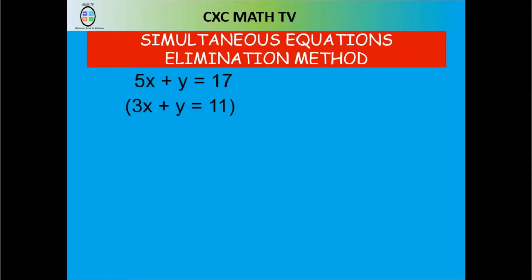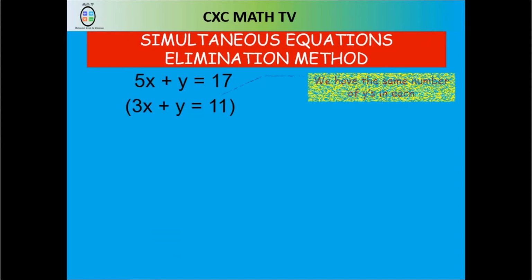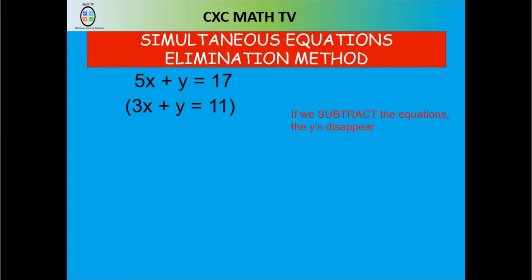Alright, so in doing this question, we notice that we have the same number of y's in the two equations again. So we can eliminate y, because it's easier. Since there's the same number of y's and they're both positive, we would have to figure out now the operation that we have to do to get rid of y. But we realize if we subtract the equations, the y's will disappear. So in this case, we subtract the two equations.